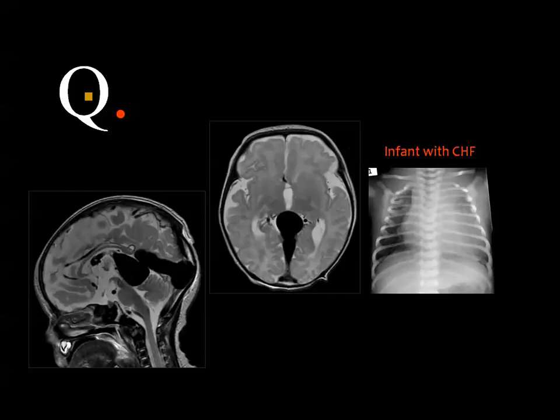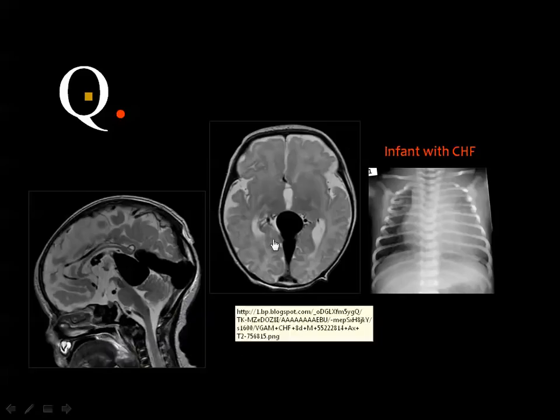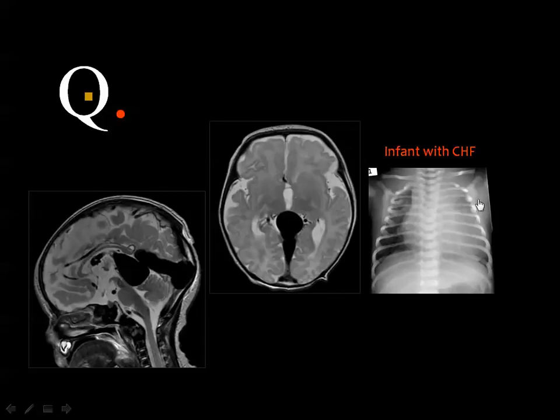Vein of Galen aneurysm malformation. The exam is sagittal T2, axial T2, and chest X-ray. The chest X-ray is presented here to show the most common presenting symptom of the patient, which is congestive heart failure. This malformation is not an aneurysm of the vein of Galen, as I have mentioned, and it is not actually a vein of Galen pathology.